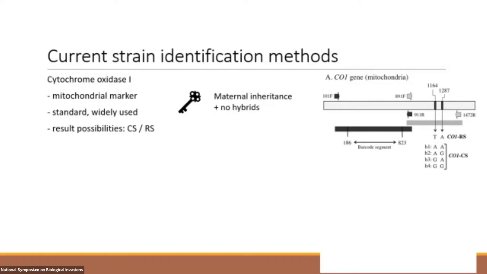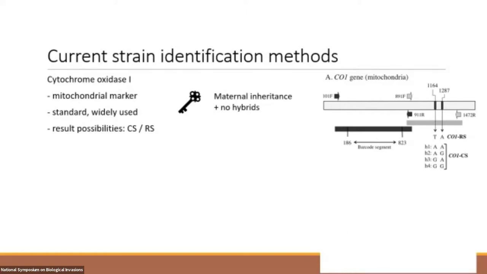It's a mitochondrial marker, and the results of using this marker would either be corn strain or rice strain. What's key to note is that, due to it being situated on the mitochondrial genome, it's subject to maternal inheritance. So it doesn't give you any information regarding the paternal line. It also does not give you any information with regards to whether it is a hybrid or not.